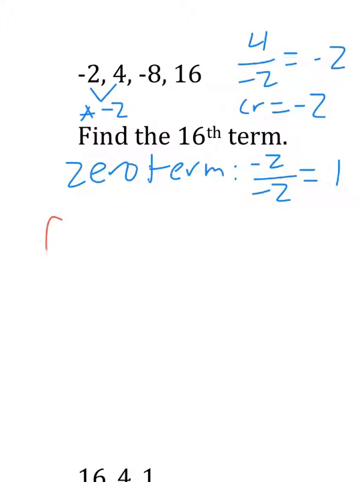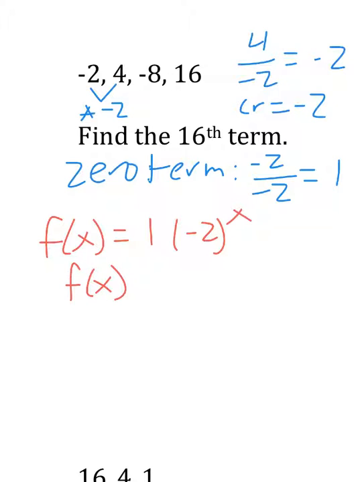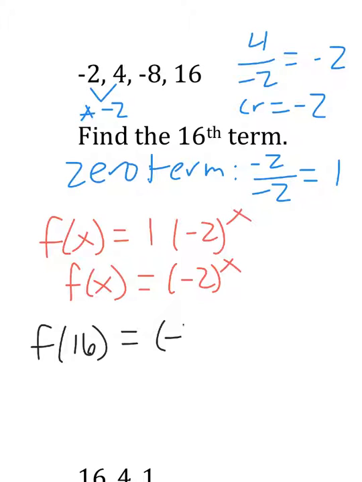So if I'm writing my function, we'll end up with f(x) equal to 1, that's my zero term, times -2 to the power of x. Well, 1 times anything is really just that thing, so we don't need that 1 in this case. So we'll end up with f(x) equal to -2 to the x power as our function. Now if we want to find the 16th term, we take f(16), which equals -2 to the 16th power.